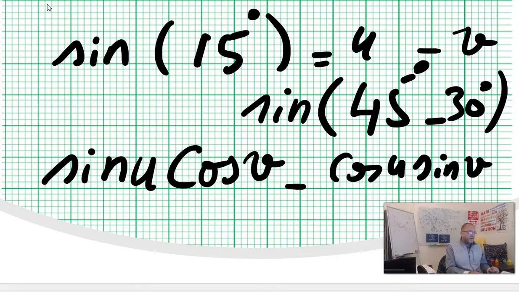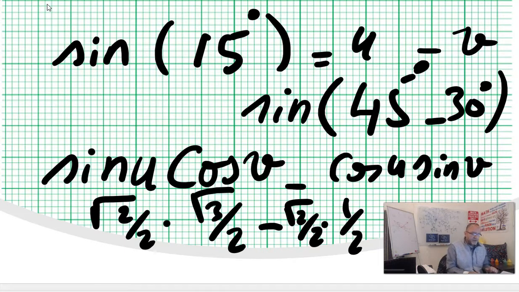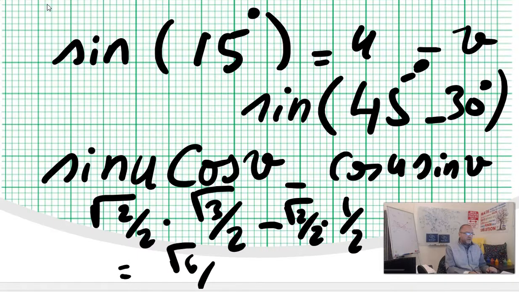So if we follow this, what's the sine of U, which is 45 degrees? It's square root of 2 divided by 2, times cosine of V, which is 30. It's square root of 3 divided by 2. Where did I get these from? From the special triangles. Minus, what's cosine of U, which is 45 degrees? Again, it's square root of 2 divided by 2. And what's the sine of V, which is 30 degrees? It's a half. So if I put them together now, what do I get? Square root of 6 divided by 4, minus square root of 2 divided by 4.